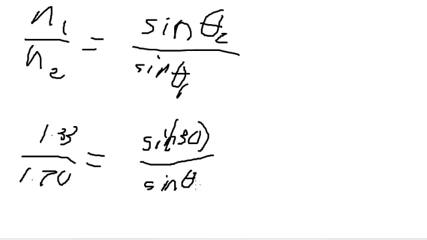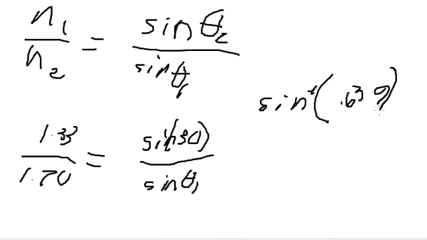So 1.70 times sine 30 degrees is going to give you 0.85. And you're going to divide that by 1.33 and find the inverse sine of that value, which is 0.639, which gives you an answer of 39.7 degrees, and that is your angle of incidence.